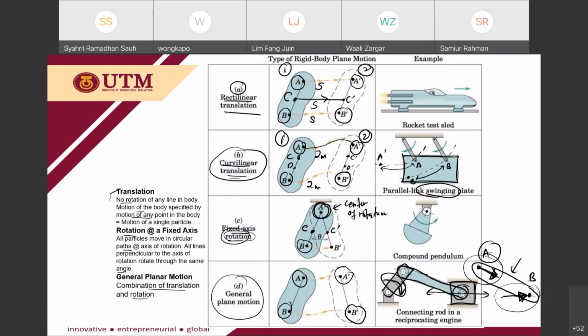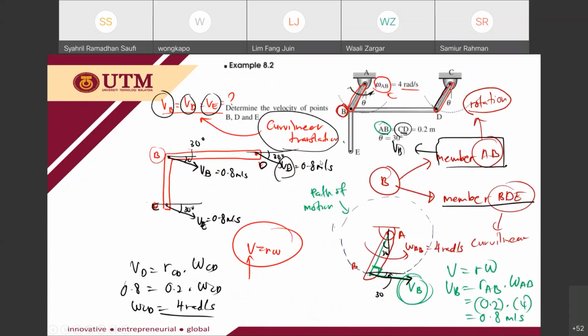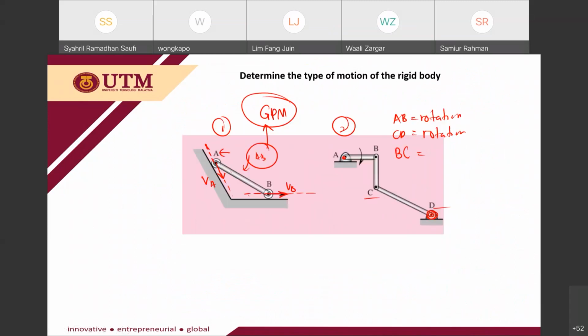A to A prime, B to B prime, and also they will have the same velocity line, parallel lines of velocity. Okay, so for this case, since we have the axis, the center of rotation, we know that B here is rotating about A, C here is rotating about D. Okay, let's say if I draw member AB, this one is A, this one is B. Okay, I have omega in the clockwise direction.